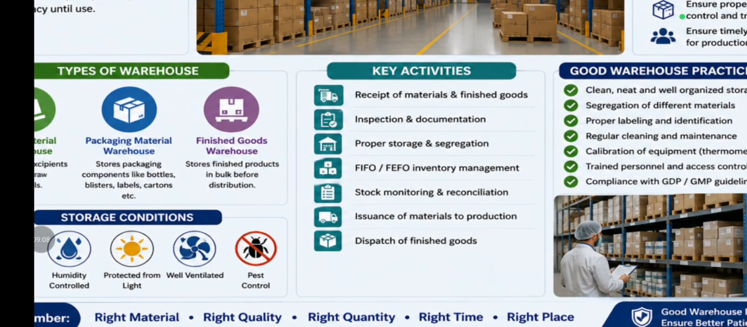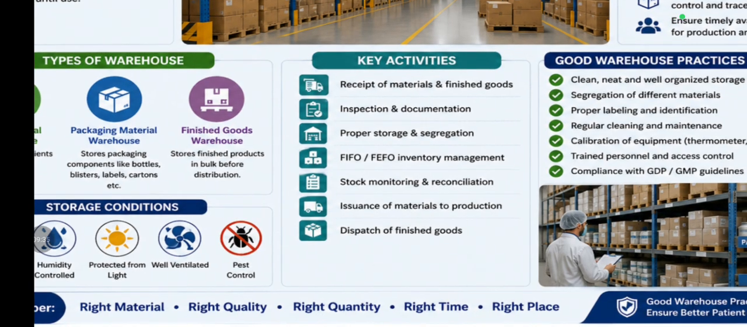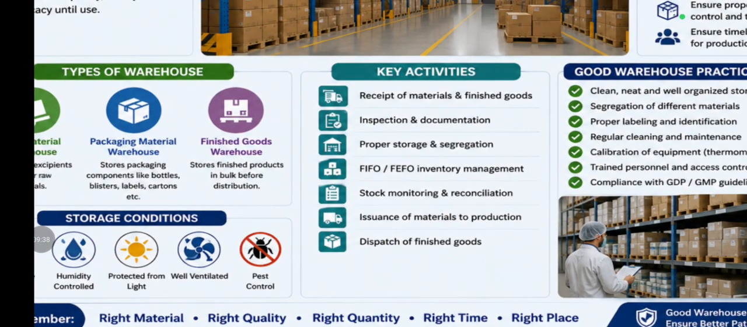Key activities. What are the activities of the warehouse? First, receipt of the material and finished goods, then inspection and documentation, then proper storage and segregation of that particular area, then FIFO and FEFO. FIFO means first in, first out, okay. The materials that came first into that area should go out first. And next is FEFO, first expired, first out. The first expired material should go outside first. So this is FIFO and FEFO inventory management, to avoid the loss of materials.